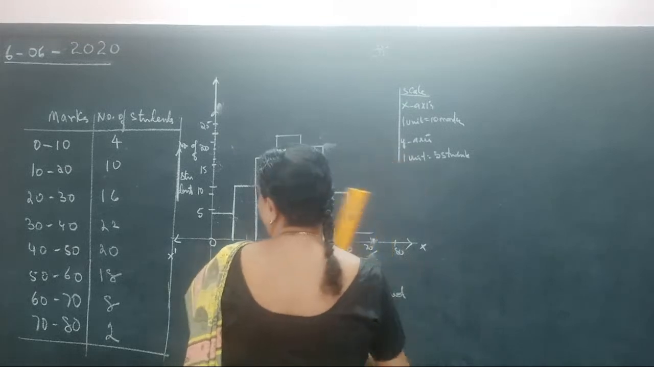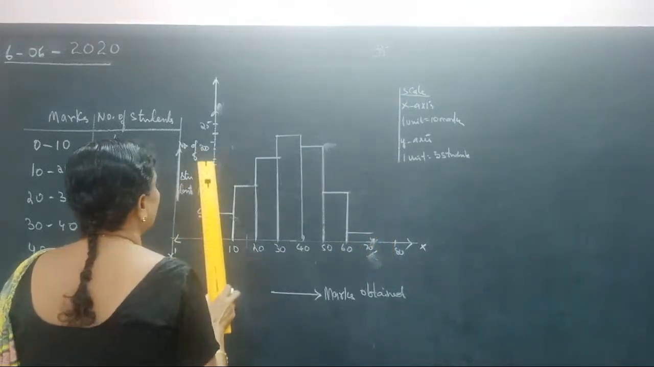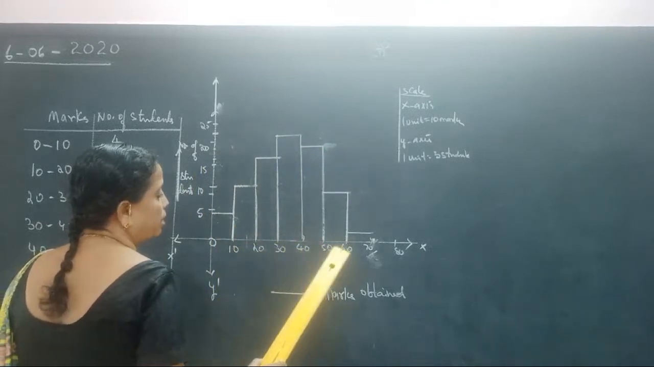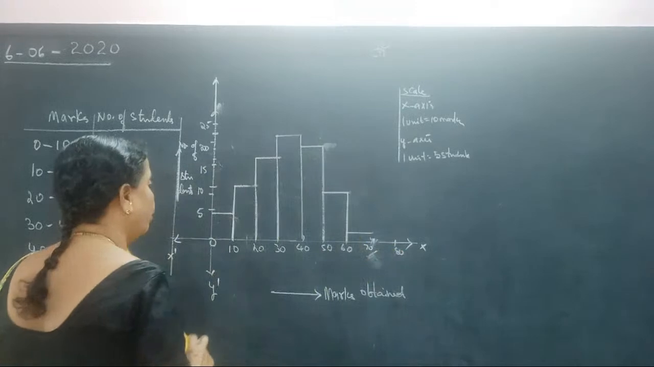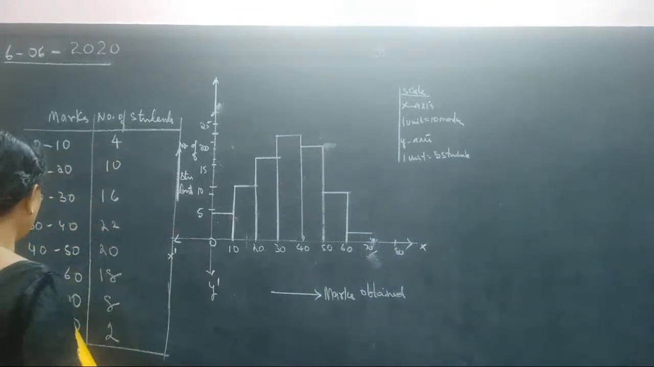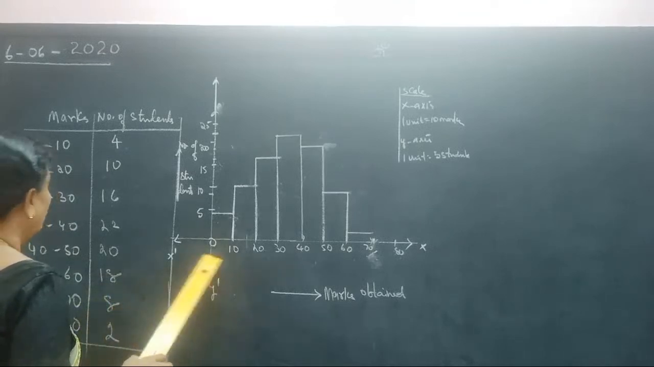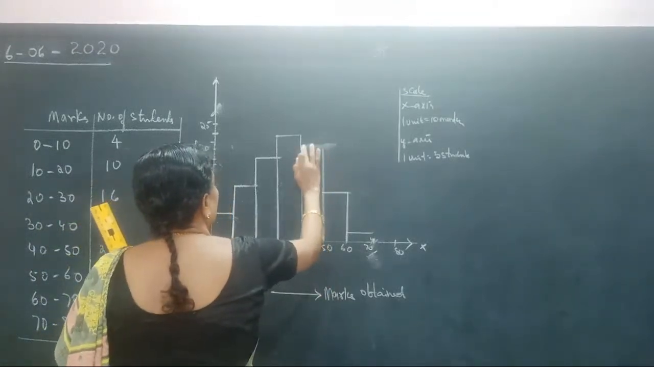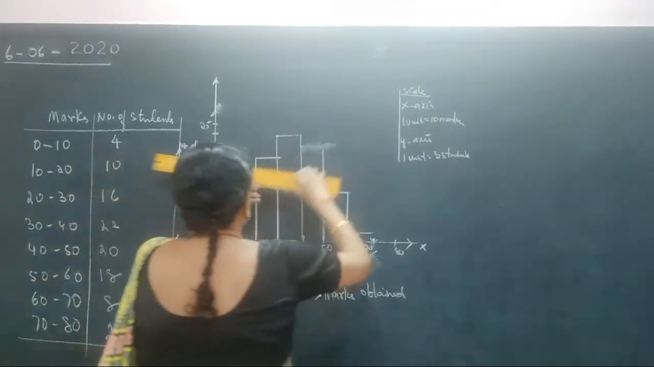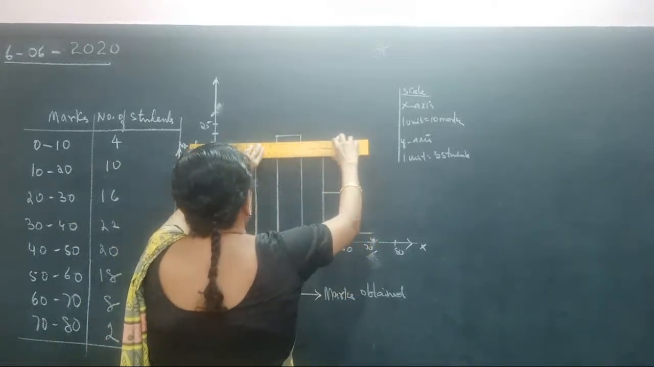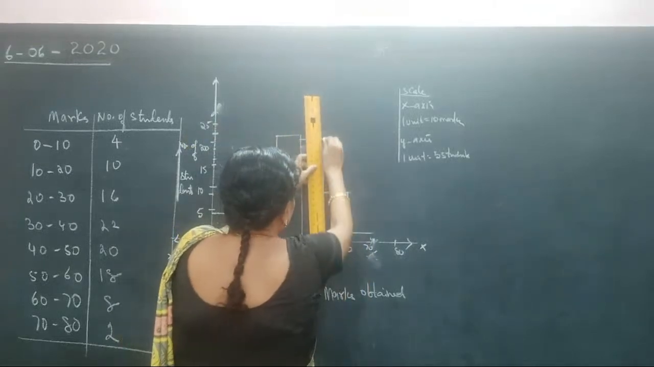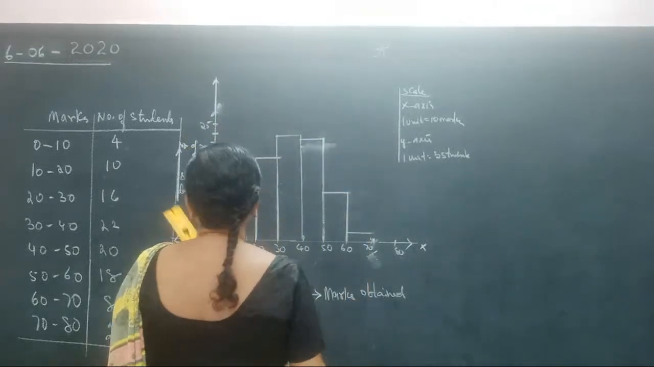50 to 60 is 18. I marked 10, 20, 30, 40, 50, 60, 70, 80. What is 50 to 60? What I marked was 8 only. For 40 to 50, it is 20, and I did mark 20, so do the correction here: the 20 mark has to be a little bit higher. Yes, here is the correction, make it 20. After 20 it is 18.